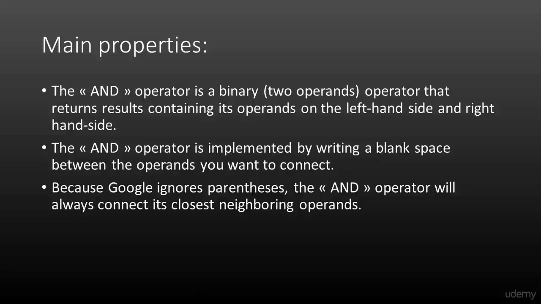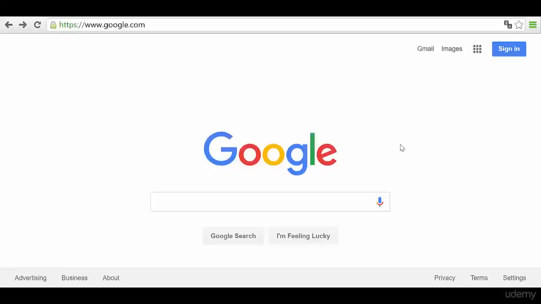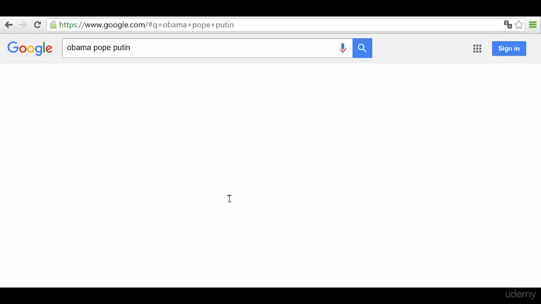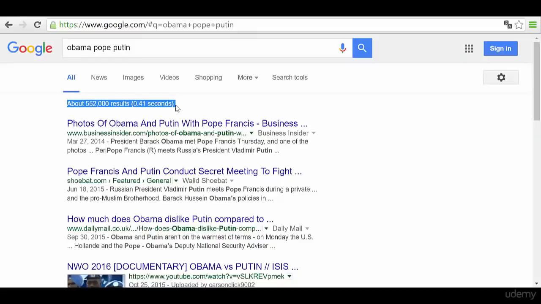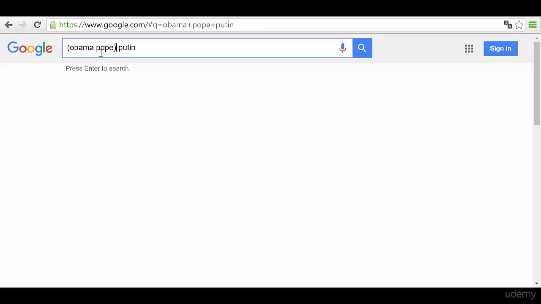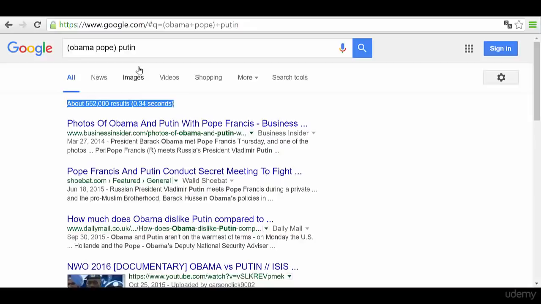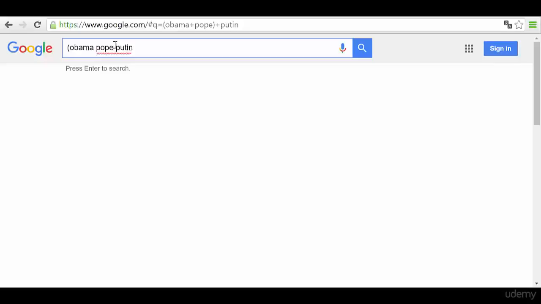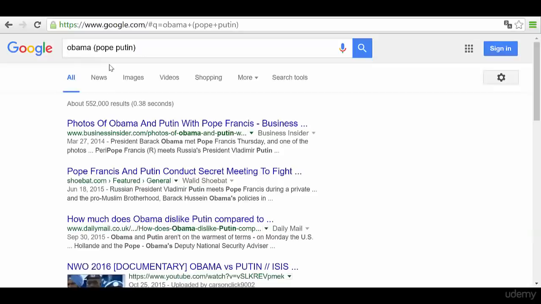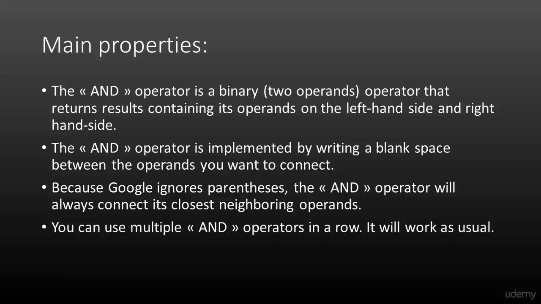Because Google ignores parentheses, the AND operator will always connect its closest neighboring operands. Keep this in mind. For example, if you have three words and two of them are between parentheses, it's going to do as if the parentheses were not here. You can use multiple AND operators in a row, it will work as usual, and it will connect the two operands on the left-hand side and right-hand side.